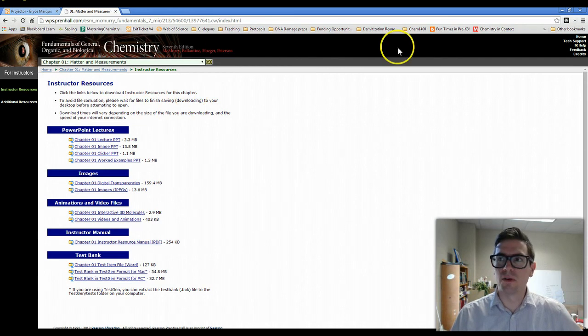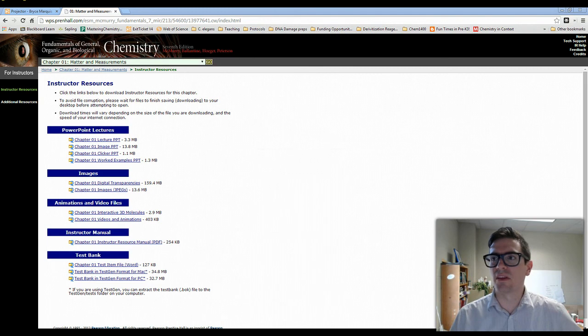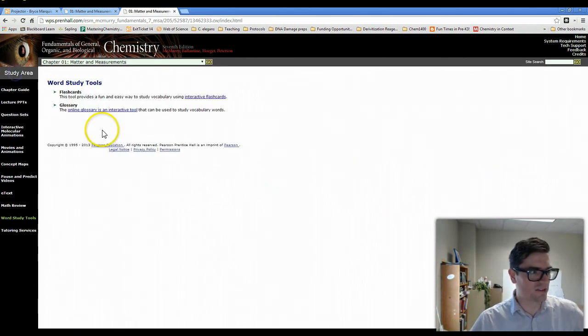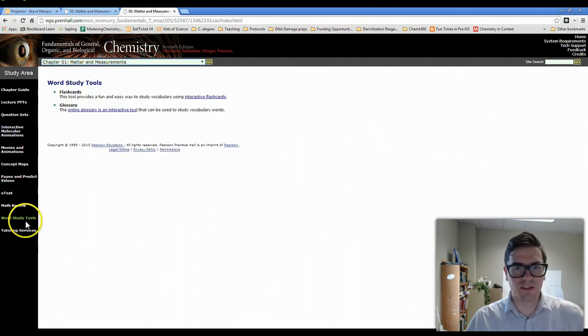So sorry about that. This should look like, there we go. These are the student areas. There's a study area, and you can look at the different chapters. In chapter 1, there are these flashcards, right here, you can look at those. There are some other practice problems and things like that.